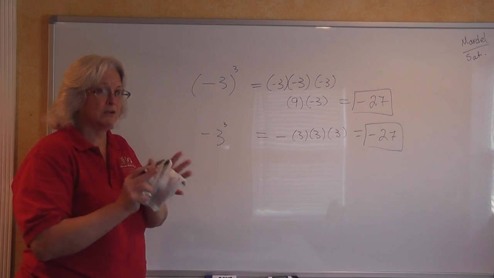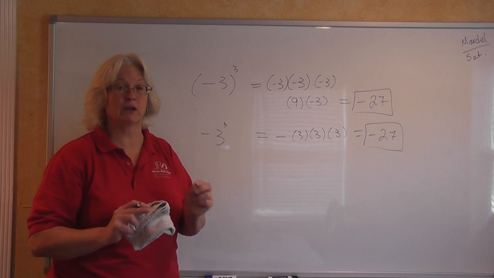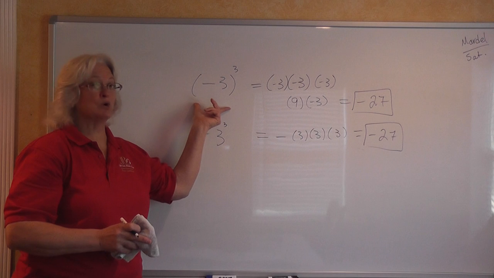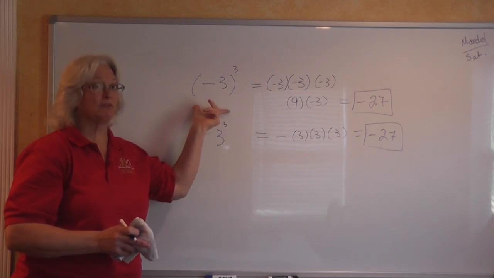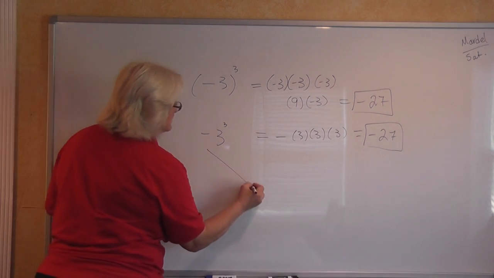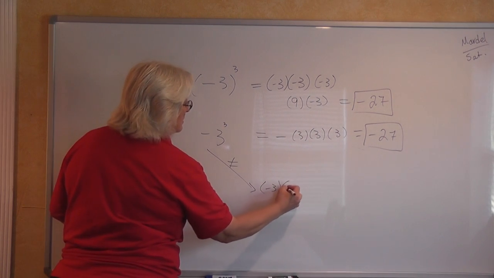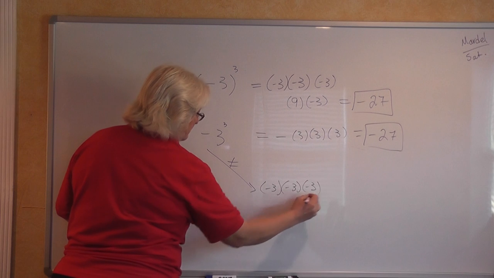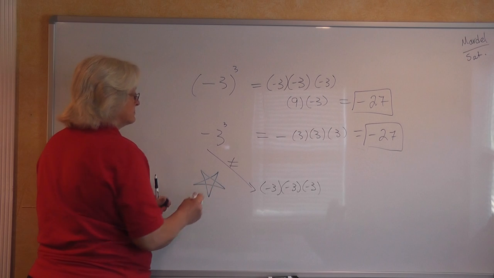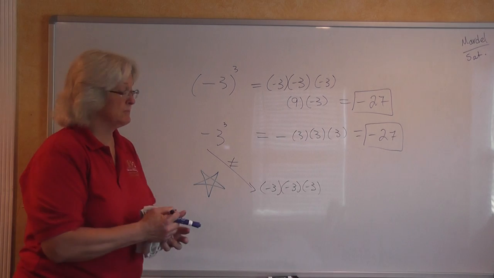Okay, it sounds a little technical, a little bit picky, maybe, but it's a very, very important thing to understand. So when you are copying problems, pay close attention. If you have parentheses, you have to use them. If you don't have parentheses, don't add them. This is not equal to negative 3 times a negative 3 times a negative 3. Hugely important. The opposite of 3 cubed does not equal this.